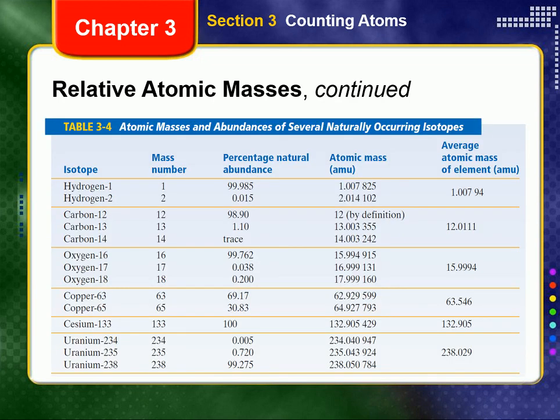Some additional examples of atomic masses of naturally occurring isotopes of several elements are given in Table 3-4 on page 80 of your text or on the screen now. Isotopes of an element may occur naturally, or they may be made in the laboratory, called artificial isotopes. Although isotopes have different masses, they do not differ significantly in their chemical behavior.